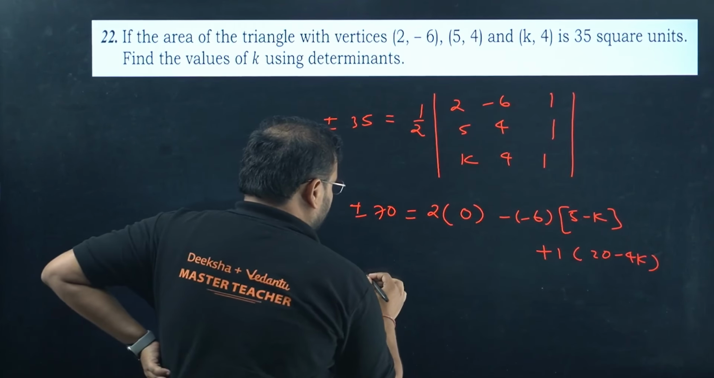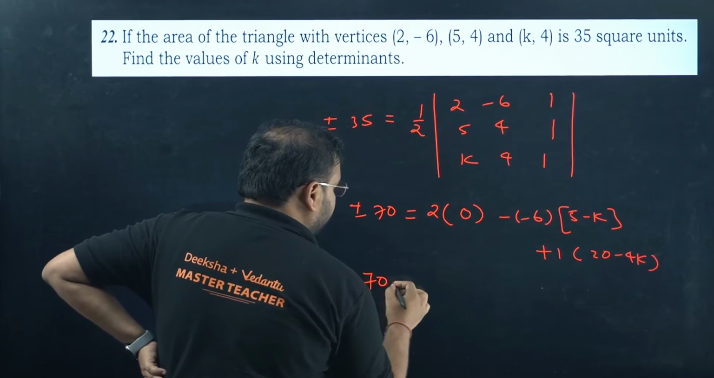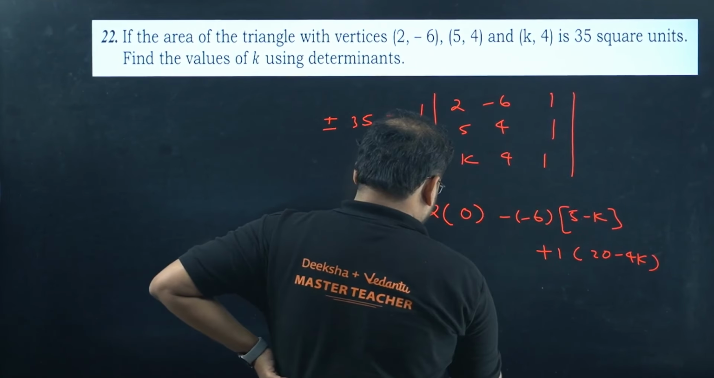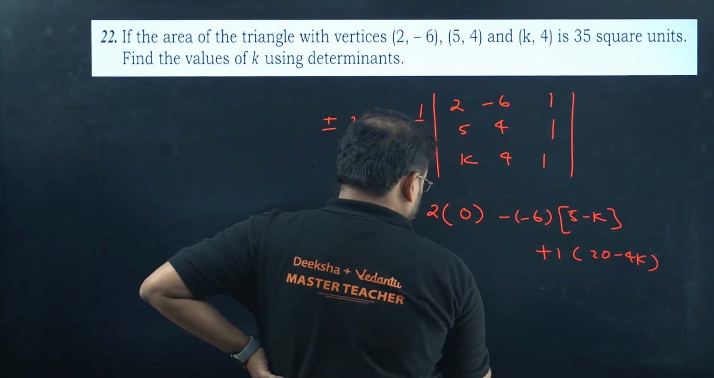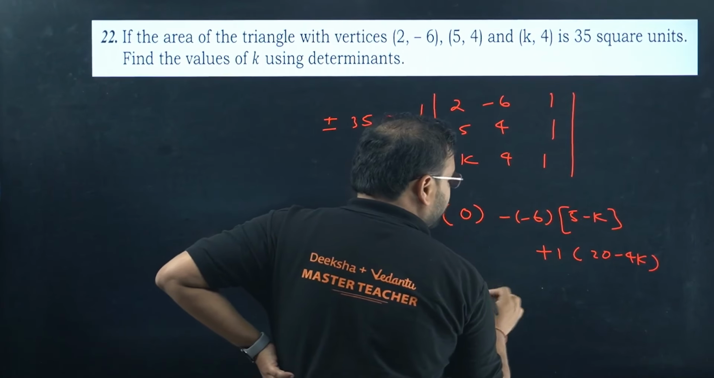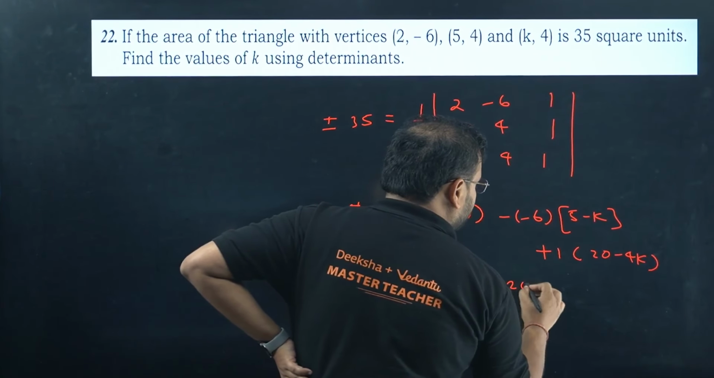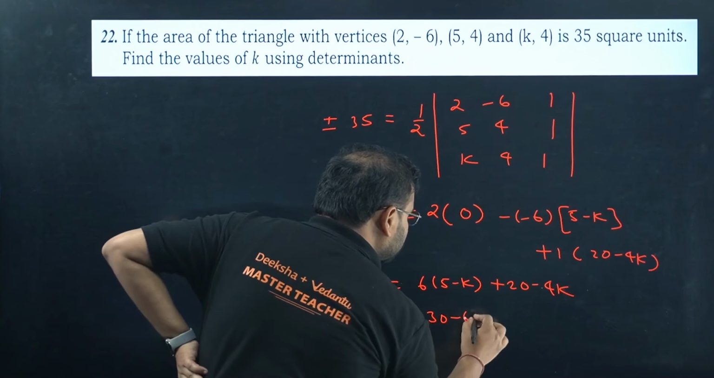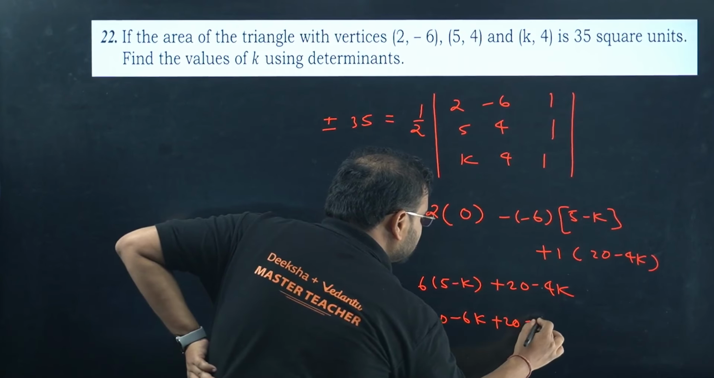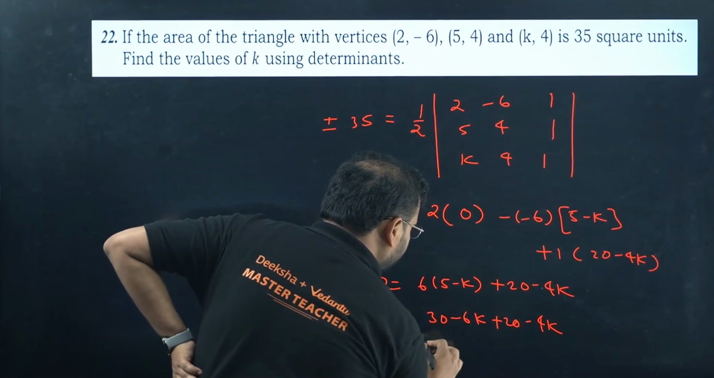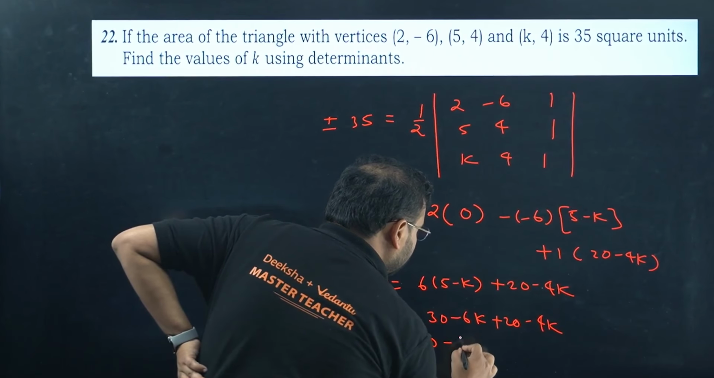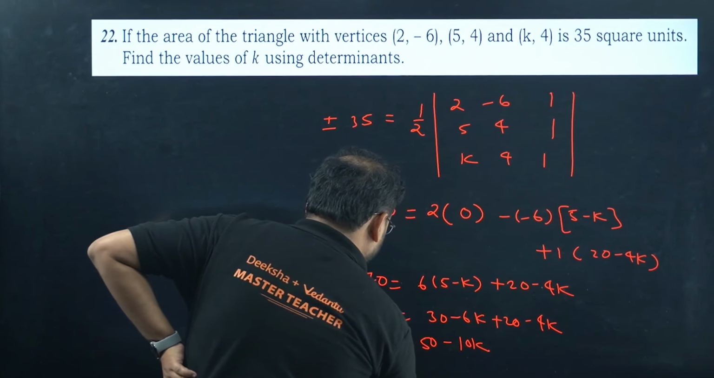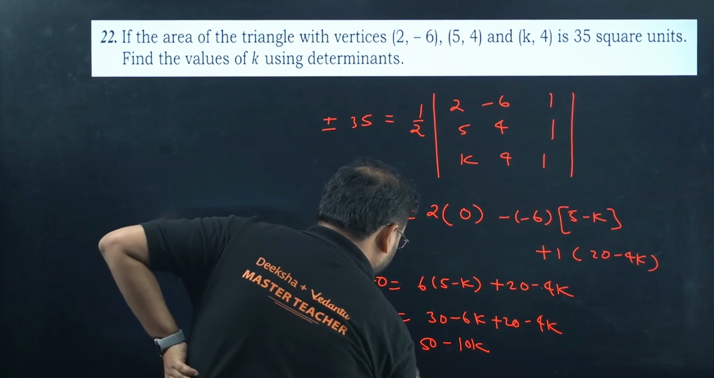Check here. Plus minus 70. This is 0, so gone. I get here 6 times of 5 minus k plus 20 minus 4k. Let me simplify it before I move on. 30 minus 6k plus 20 minus 4k. Am I right? Gives me 50 minus 10k equals plus minus 70.